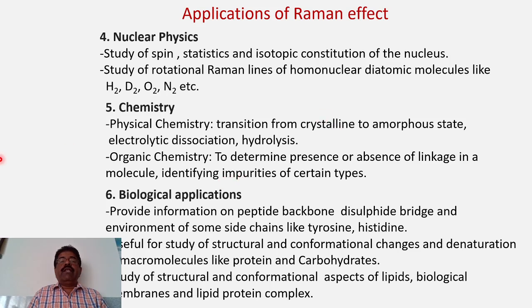And finally, the biological applications. Raman spectra is also very important in some biological applications. For example, it can provide us information on the peptide backbone, disulfide bridges, and the environment of some side chains like tyrosine and histidine. It is also useful for the study of structural and conformational changes and denaturation of macromolecules like proteins and carbohydrates. You know that proteins and carbohydrates are very long chain molecules, and for these you can use Raman spectra to study structural and conformational changes.